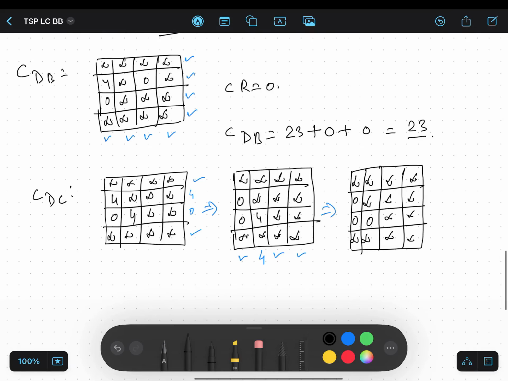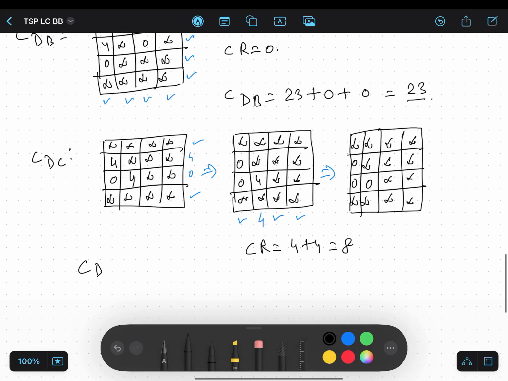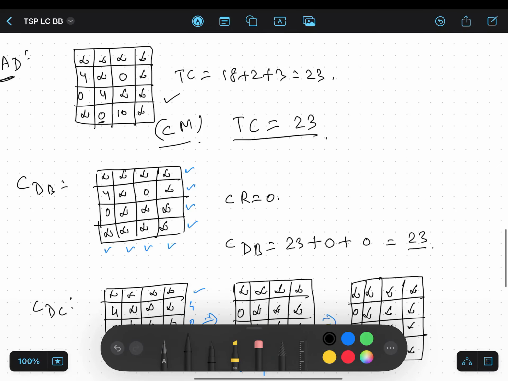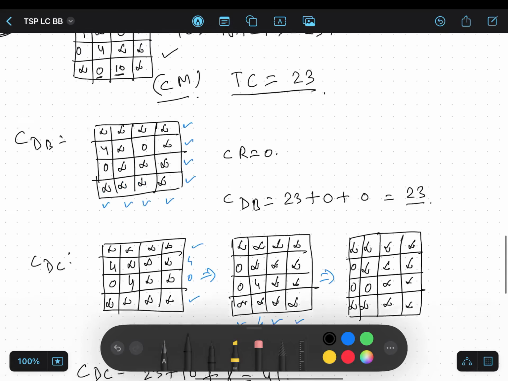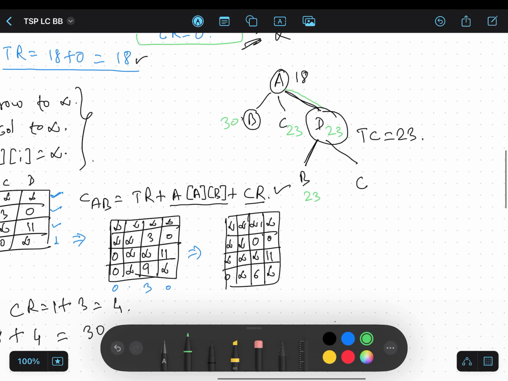Okay, so then our current reduction is 4 plus 4 is equal to 8, and cost of DC is total reduction, which is 23, plus value at DC in current matrix. Current matrix is this, and value at DC is this, 10, plus current reduction is 8, which comes out to be 41. So DC is 41, and the minimum is this, so we are going to follow D.